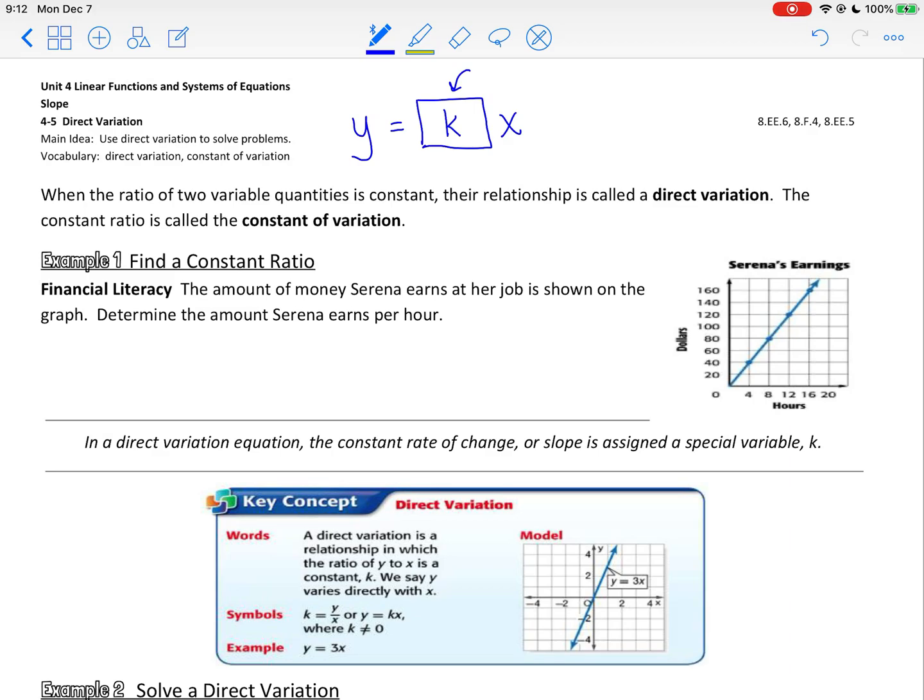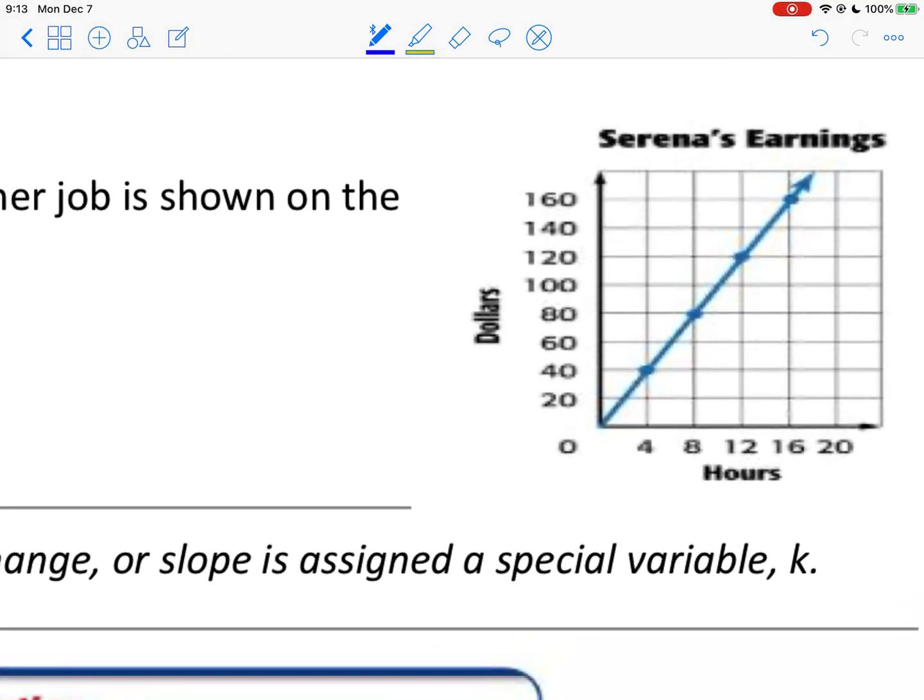To find that constant ratio, we're going to look at ordered pairs, and with each ordered pair we're going to take the y value and divide it by the x value. In this first example, on this graph, it says the amount of money Serena earns at her job is shown on the graph, and we're going to determine the amount she earns per hour. So I'm going to take each of these ordered pairs and find that ratio.